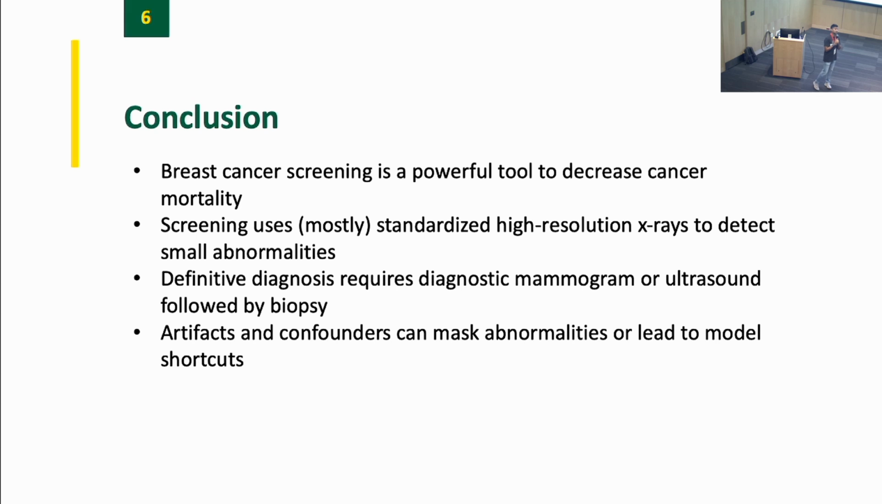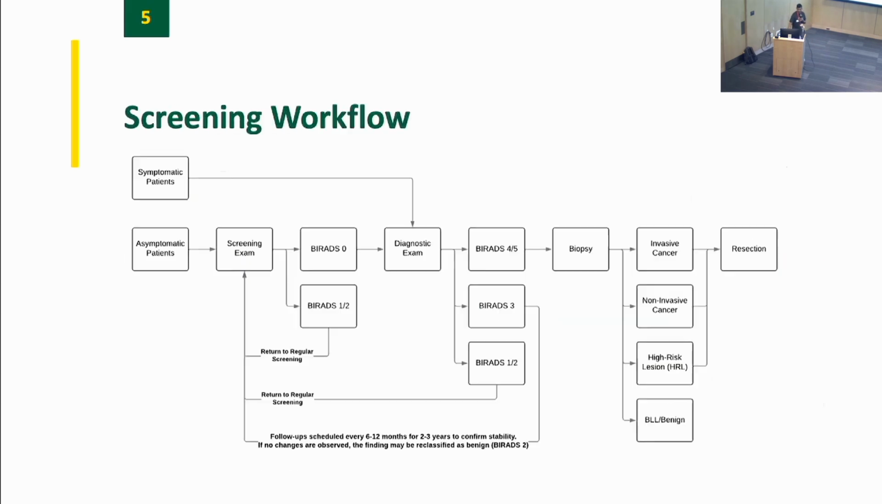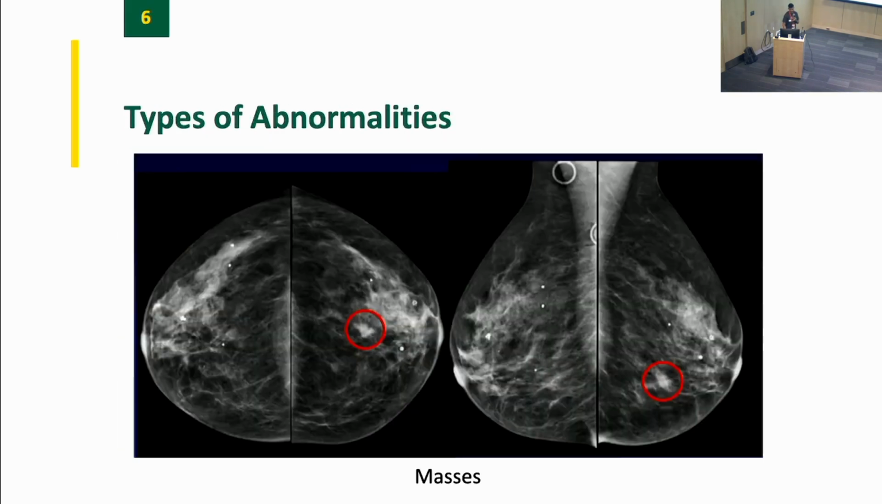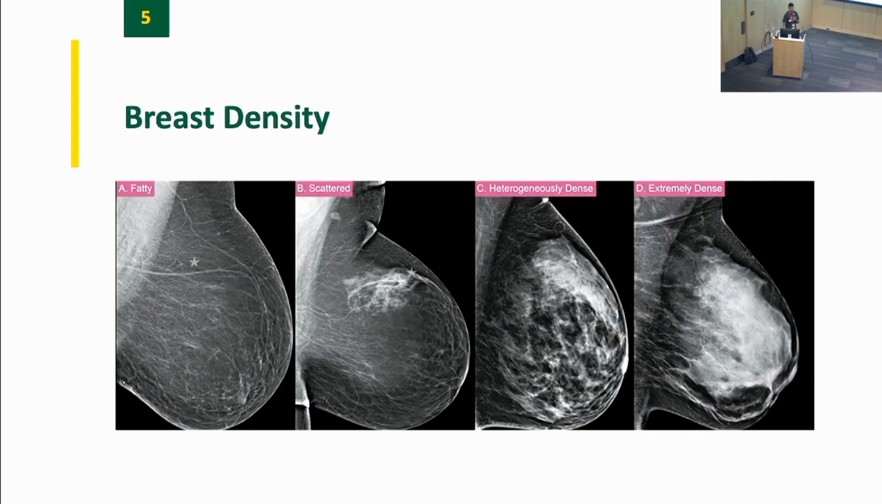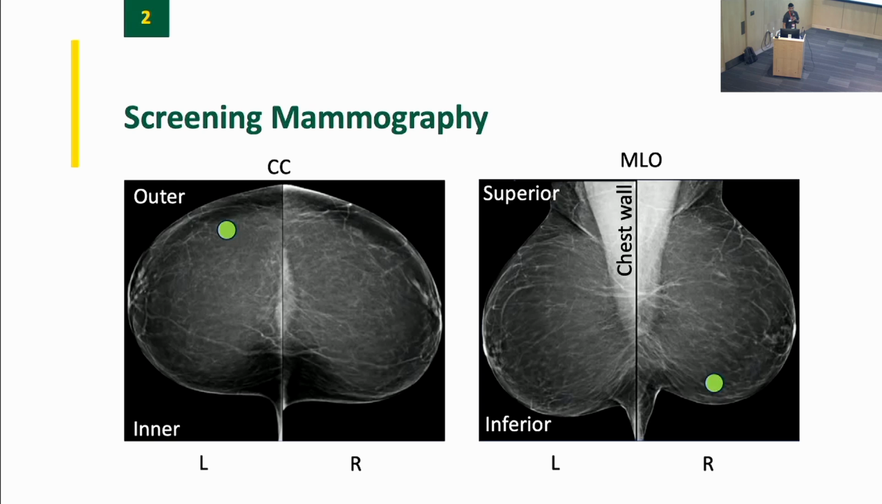The naming convention for? Oh, sure. I will post these slides, but basically, was it this one? The outer, inner. Okay. On a CC view, the top of the image is the outer breast, and the bottom of the image is the inner breast. Let's go to a real one.